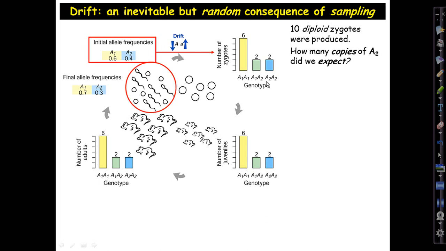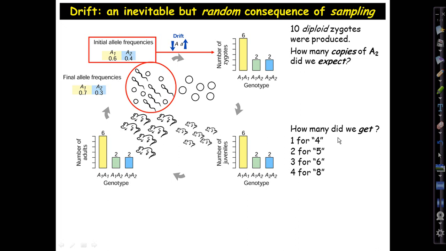Zygotes form at random, and 10 of them are selected to make the next population. How many copies of the A2 allele did we expect? This was a clicker question last year. Let's just walk through it this time. Well, the frequency of A2 is 40% or 0.4. We made 10 diploid zygotes. That's 20 gametes in all, sperms and eggs. So at a frequency of 0.4, how many of 20 gametes did we expect to carry A2? Was the answer 4, 6, 8, or 10? Well, it was 8. That's 0.4 times 20, which is the number of gametes that were used.